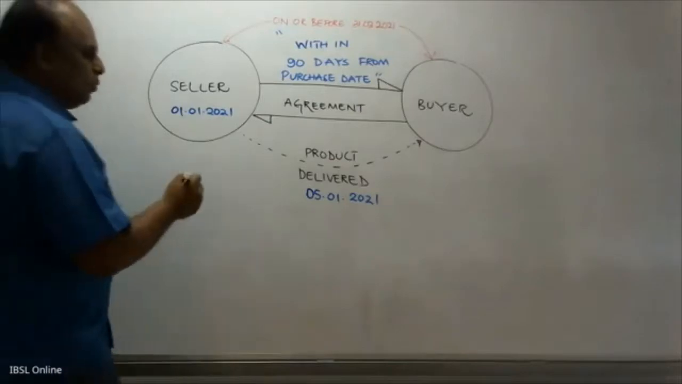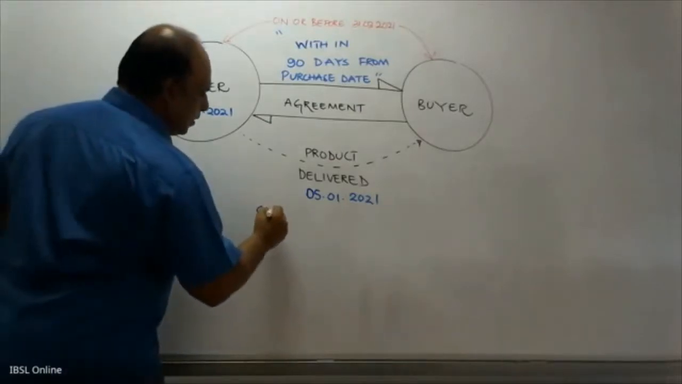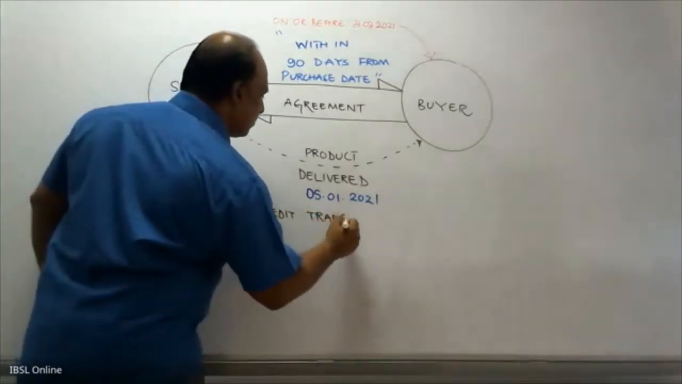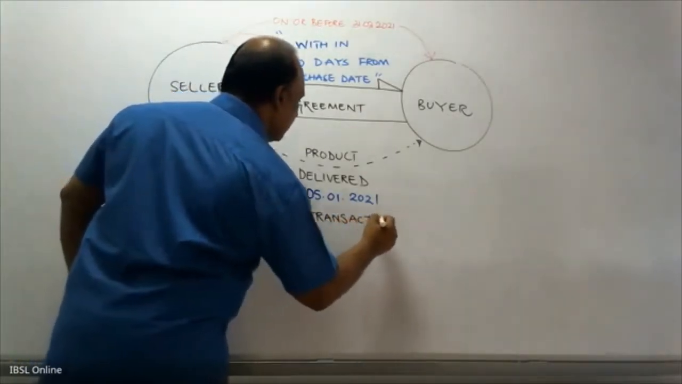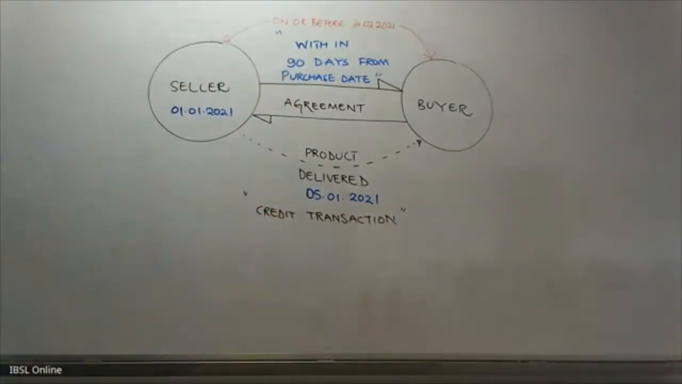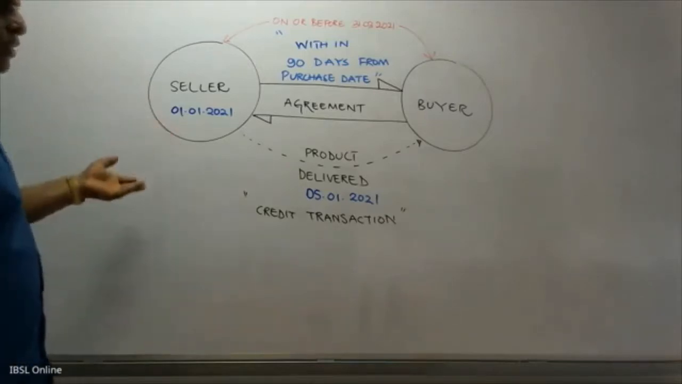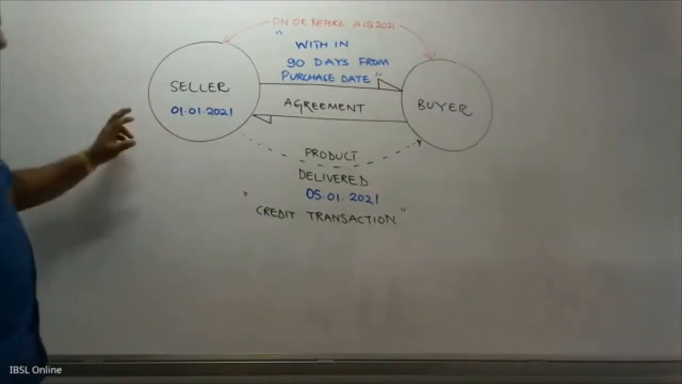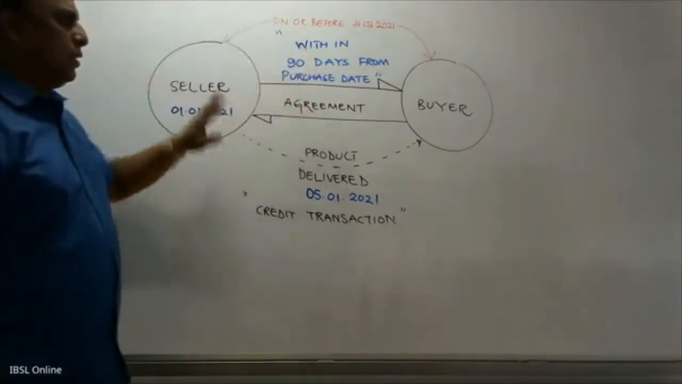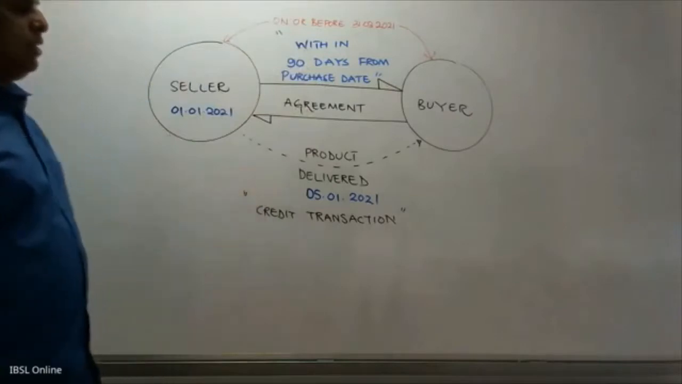When this sort of a sale takes place, we call that a credit transaction. This is a credit transaction where there is an agreement between a buyer and a seller to purchase a product. It could be a service, whatever, but the payment will happen at a later date than the delivery of the product.